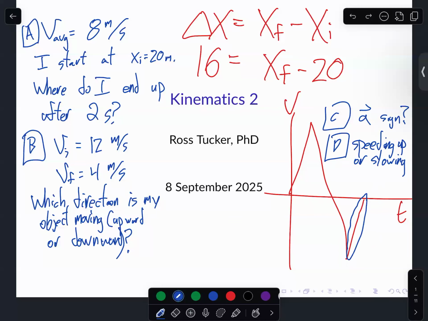Again, in this time interval, tell me about the acceleration sign and the speeding up, slowing down. Question C is positive or negative. Question D is speeding up or slowing down.